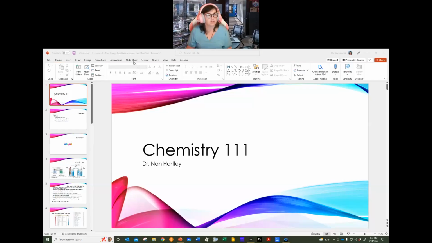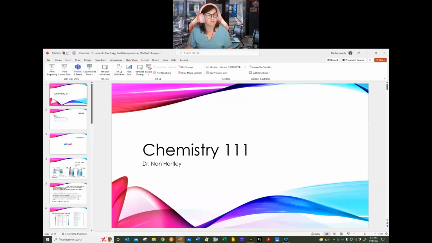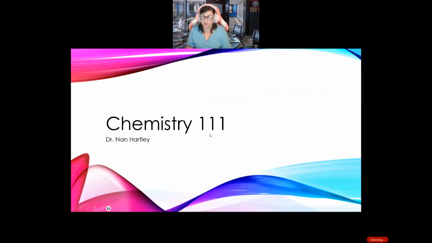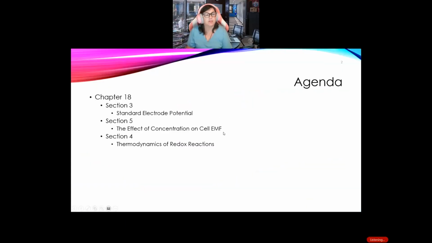So let's go ahead and share so that you guys can take a look at what we're talking about here. And let's see if we can get a slideshow started on this. So again, we're talking free energy and equilibrium. And this is going to take us through the end of chapter 18.